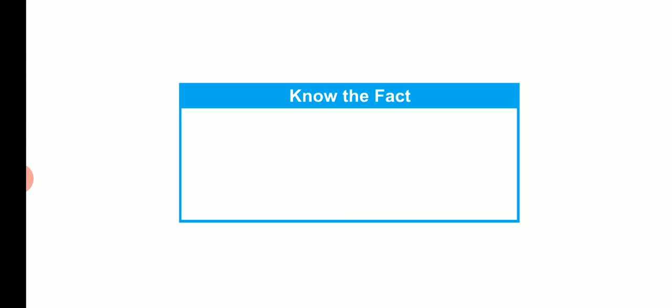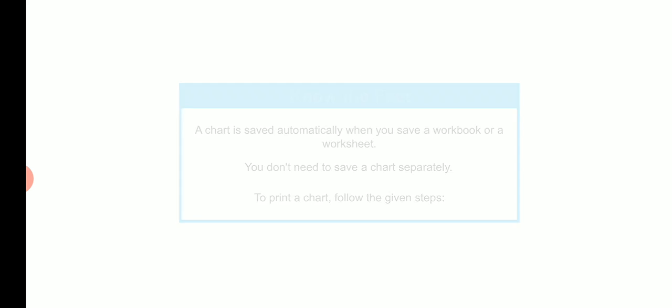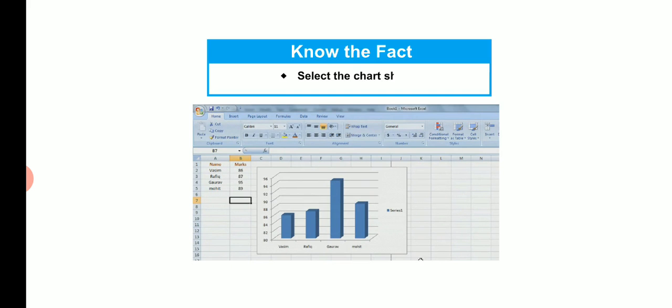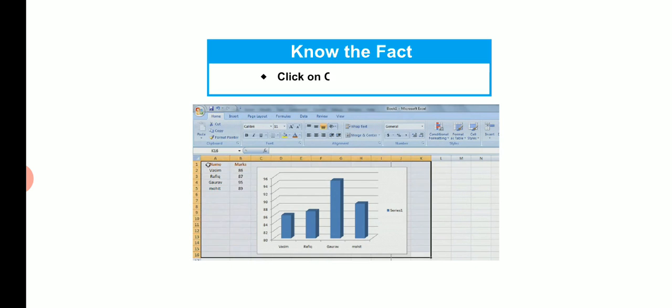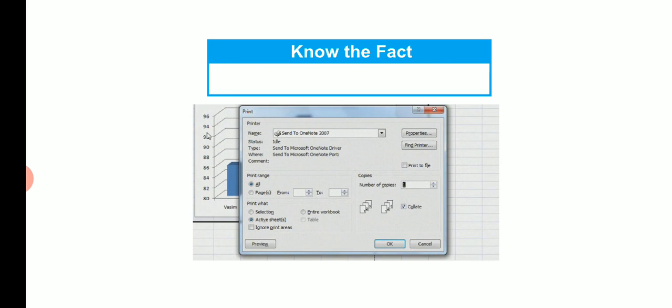Students, let me share an important fact. A chart is saved automatically when you save a workbook or a worksheet. You don't need to save a chart separately. To print a chart, follow the given steps. Select the chart sheet. Click on the Office button, then go to Print. The Print dialog box appears. Click on the Selected Chart option button. Click on OK.